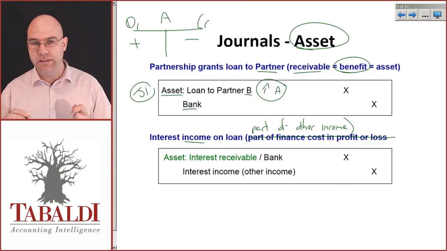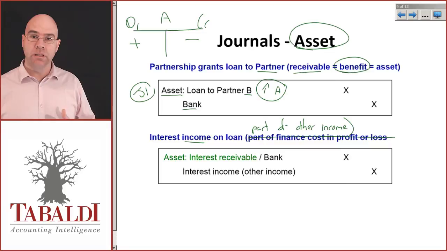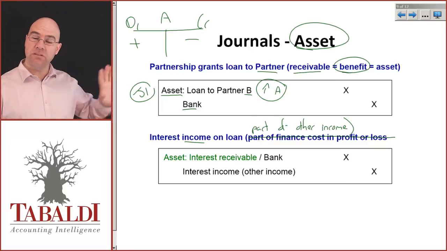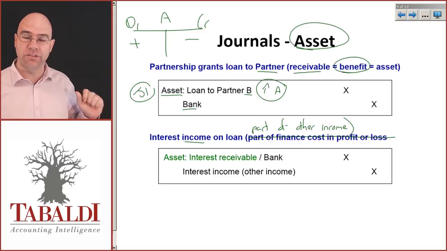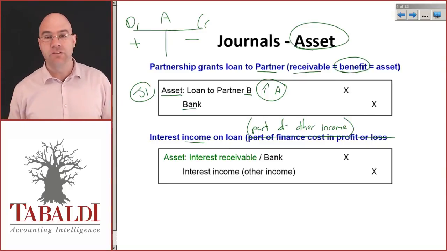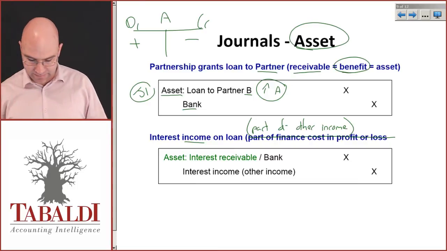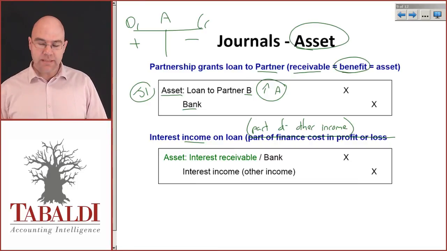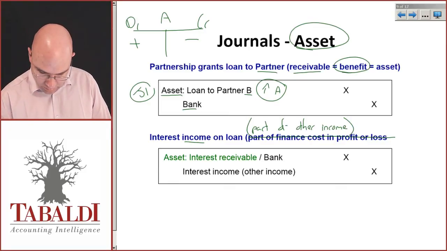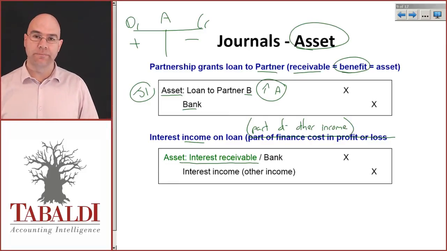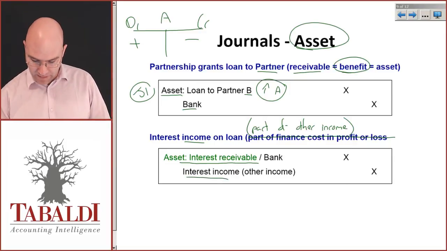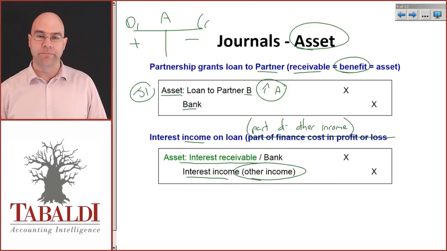I want you to realize that interest income is going to be separated from interest expense. Interest expense was going to be under finance costs. Interest income will be other income. Okay, so please make a note of that. Don't just leave it like this. Okay, asset, interest receivable, we will debit. Okay, and we will credit the interest income as part of other income.